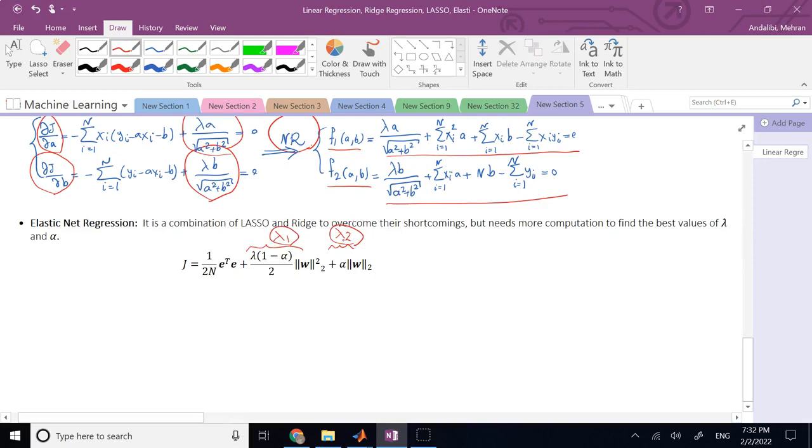And here your job of deciding on the best set of lambda 1 and lambda 2 is more complicated. Because in the previous cases, you only had to decide what is the best lambda. This time you have to decide what is the best set of lambda 1 and lambda 2. So you have to do an optimization, right? A multivariable optimization first before even you can start your value of J. So definitely it comes again with some advantage and some disadvantage.